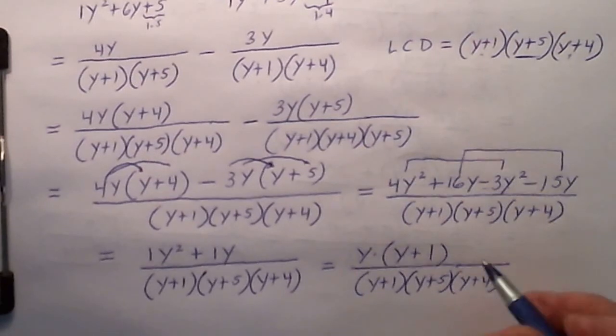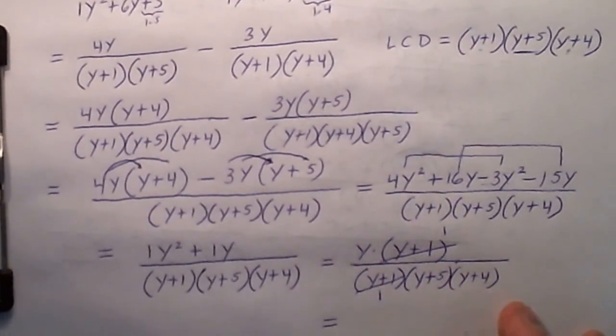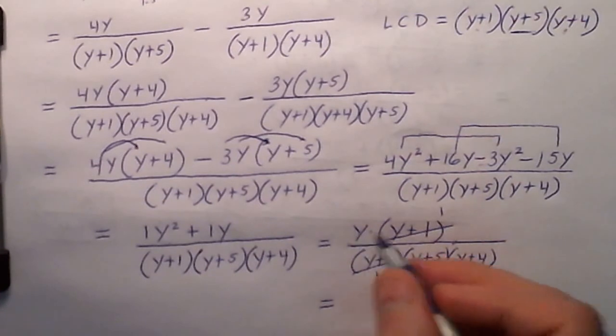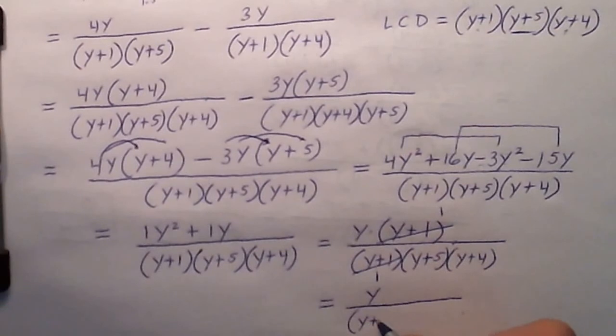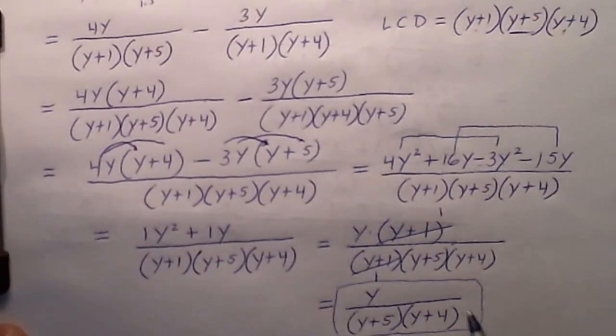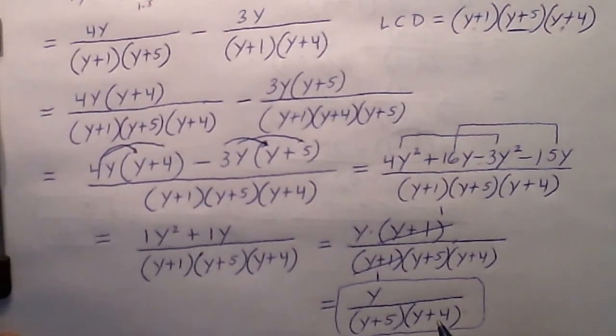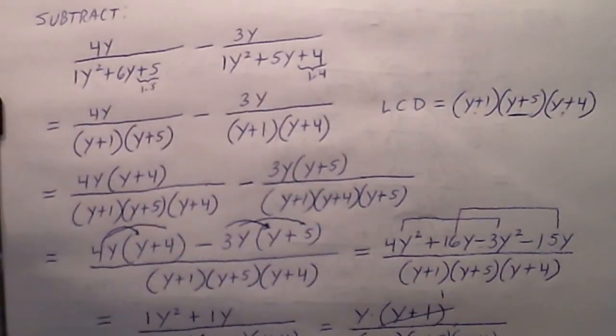One last move now is to realize that we need to reduce this rational expression. The y plus 1's reduce out. So our final answer to this problem is going to be y times 1, or y, over y plus 5 multiplied by y plus 4. Finally done. This is your final answer. So there you go. This is the final answer, ladies and gentlemen, right here, for having subtracted these rational expressions here.